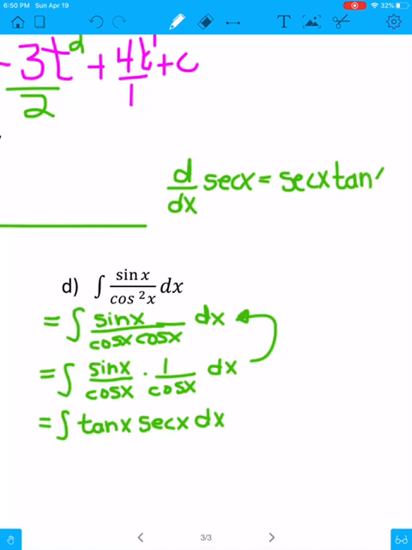And what do I have right now? I have tan x secant x, which is the same as secant x tan x. So what would the antiderivative of that be? Secant x. So the answer to this is secant x. You drop the integral symbol because the moment you find the antiderivative, the integral symbol goes away.